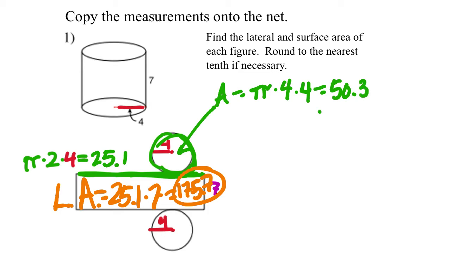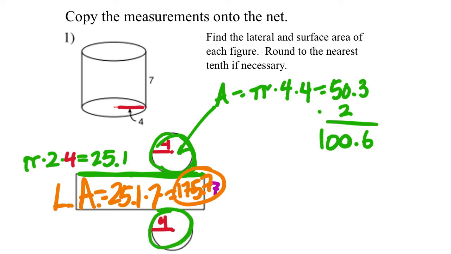We have 2 of those though, right? So I'm going to multiply that by 2. 50.3 times 2 is now 100.6. Now, why did I multiply it by 2? It's because we have this second circle right here, okay?